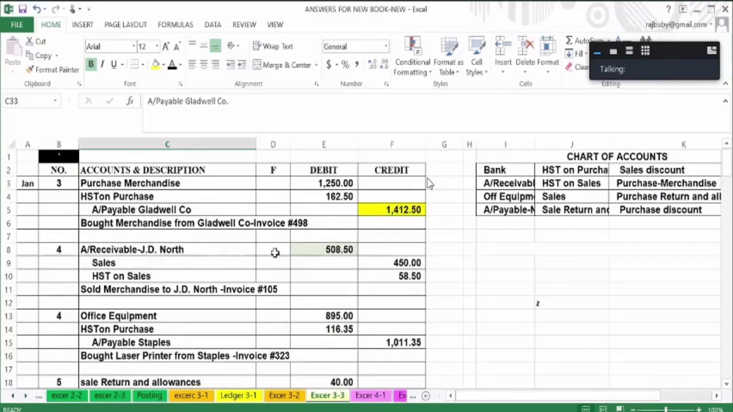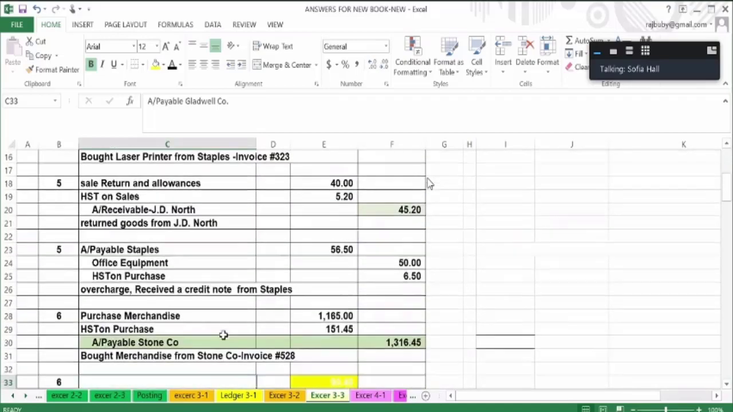Okay. So we'll have to debit the accounts payable for $80, and then we're going to credit. Instead of purchase merchandise, you are going to use purchase returns and allowances. I have to keep flipping back and forth. We are going to reverse the same accounts with a different amount, but instead of purchase, you are going to use purchase returns and allowances.